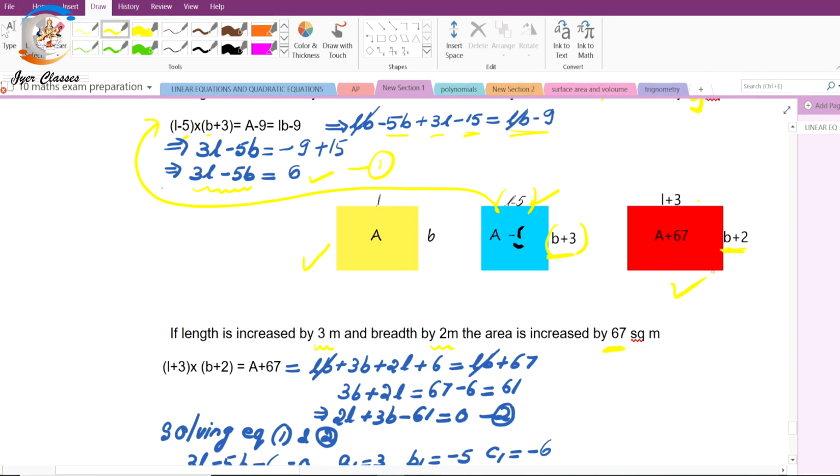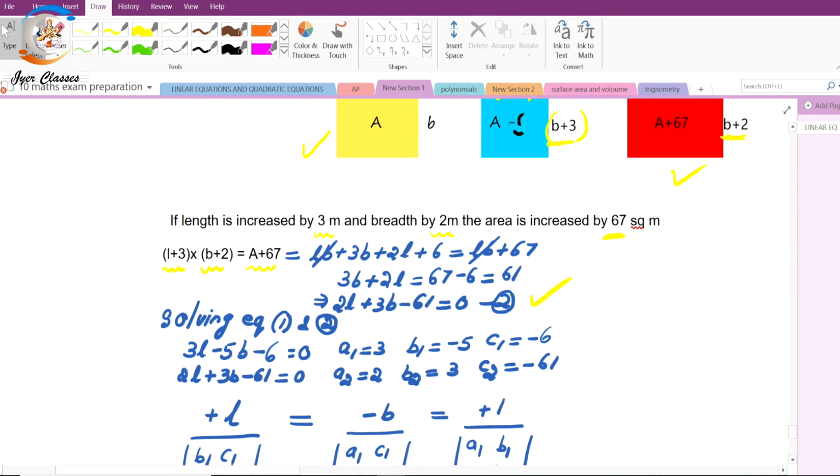देखो ये रेड वाला. तो हमने क्या करना है, अब नई वाली length मिल गई मेरे को, L plus 3 and breadth is B plus 2. So area is increased by 67. So when you open the bracket, I get LB plus 3B plus 2L plus 6 is equal to LB plus 67. On simplifying, I get the equation as 2L plus 3B minus 61 is equal to 0.